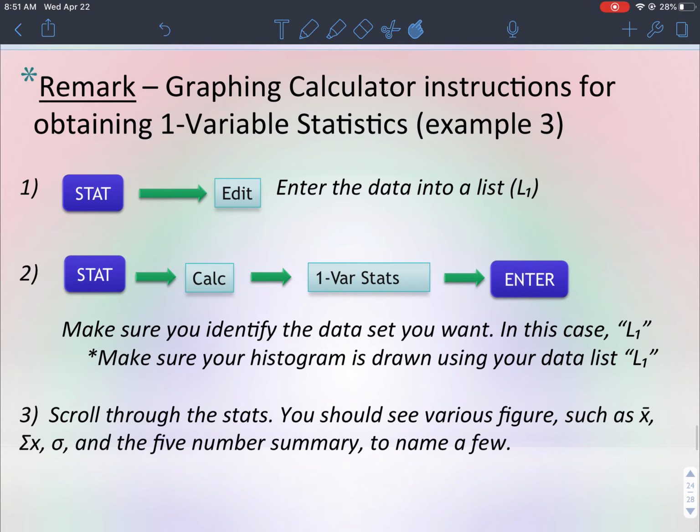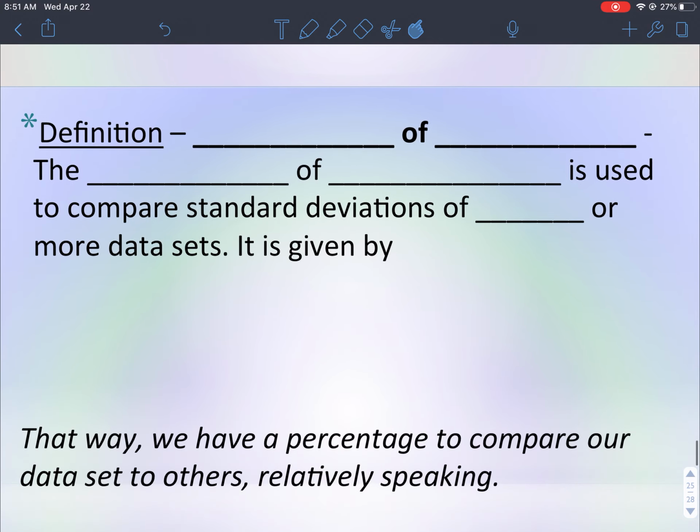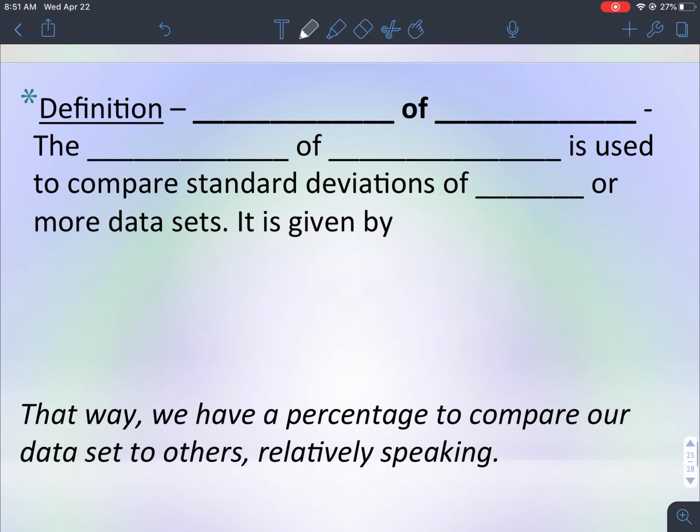Below, you have instructions for using the graphing calculator, what we did before. All right, and then there's one more topic we want to discuss. There's one more way to measure and compare deviations.